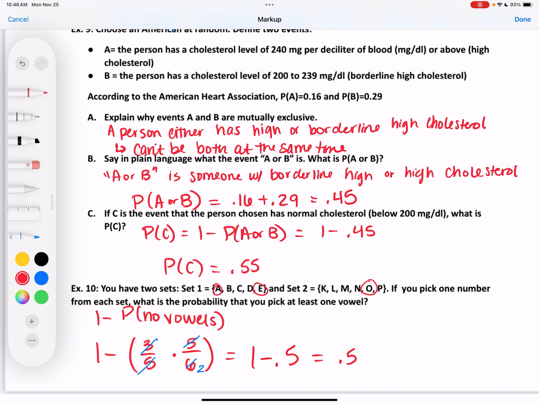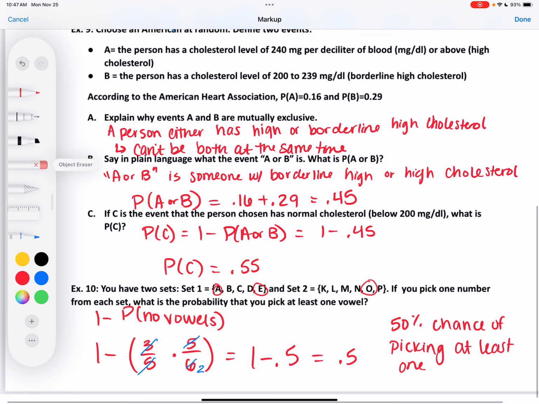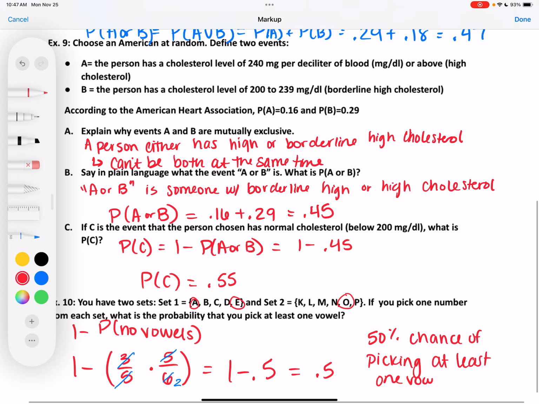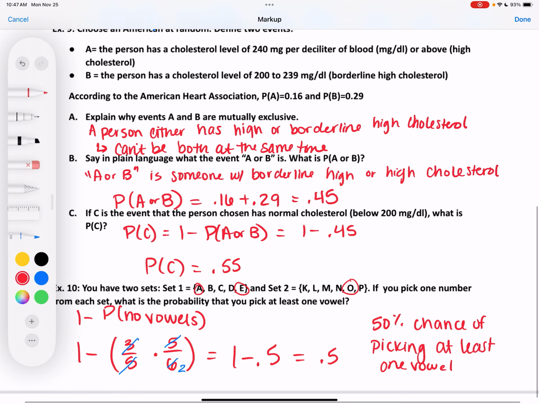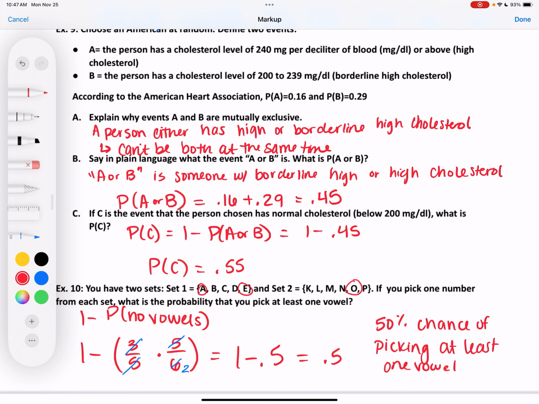So essentially, it's like a 50-50 shot that you're going to pick at least one vowel, more or less. So we could say then there's a 50% chance of picking at least one vowel. But the probability is 0.5. But that's kind of how we would interpret it with what I wrote on the side there.